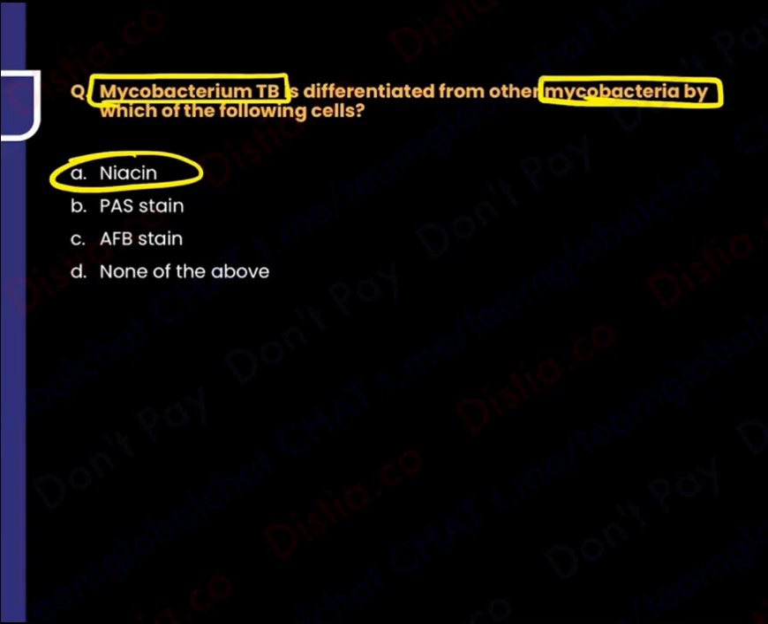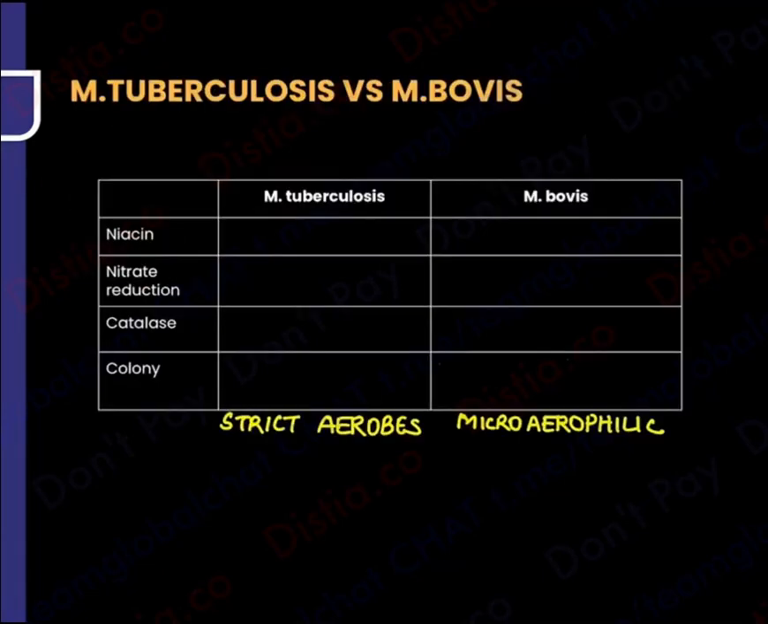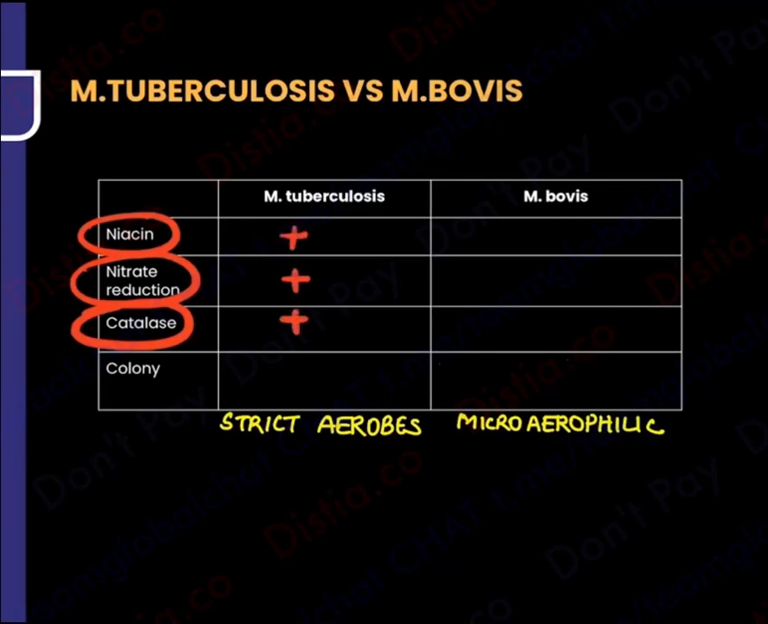Have a look at this table. What is NNC? So N for niacin, definitely, that has been put up over here. So to differentiate Mycobacterium TB from Mycobacterium bovis or others, you have to follow something called NNC. This I'm only telling for INI-CET aspirants. Remember, TB is positive for all. It is going to show you the niacin test, the nitrate reduction and the catalase positivity, whereas bovis is going to show you all negative.